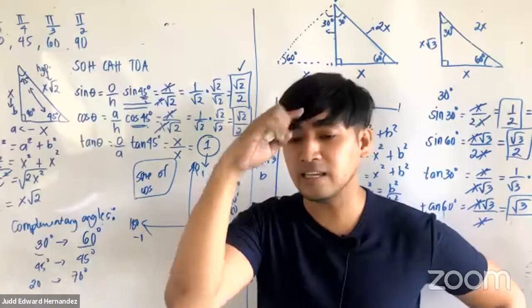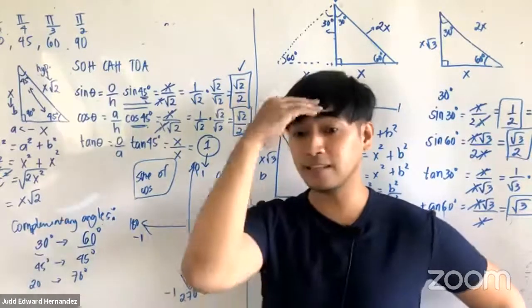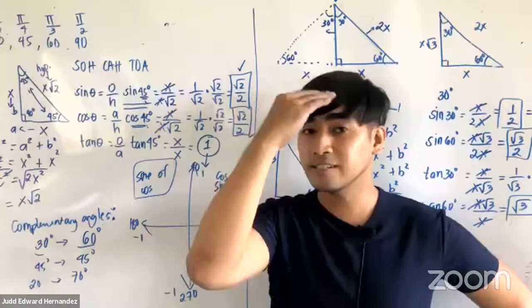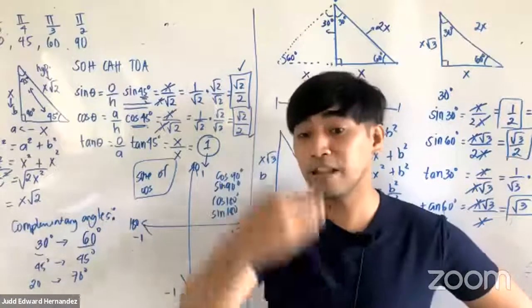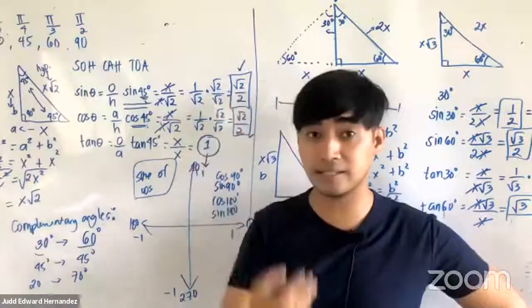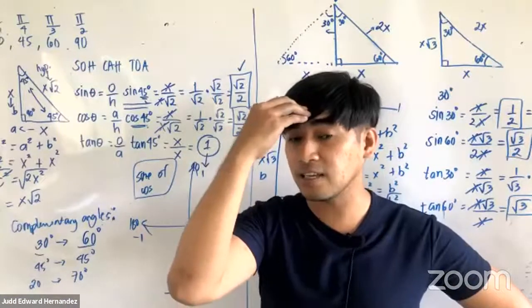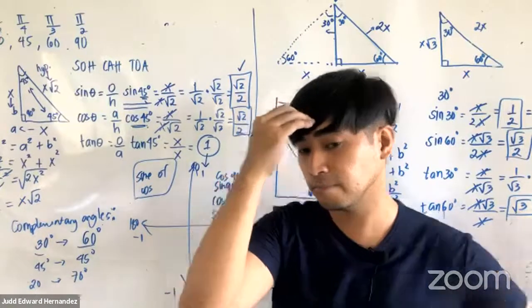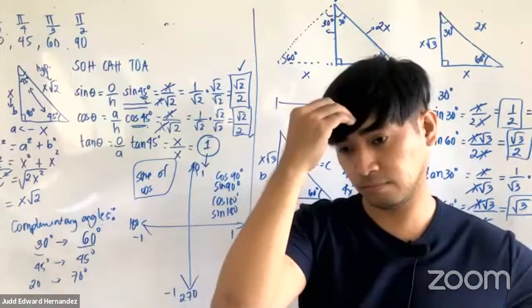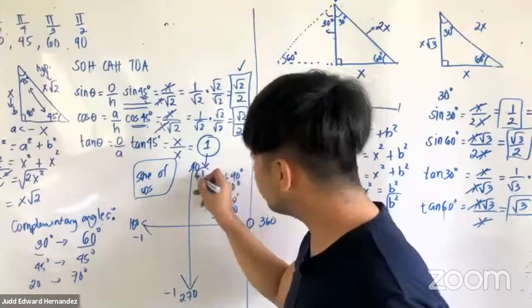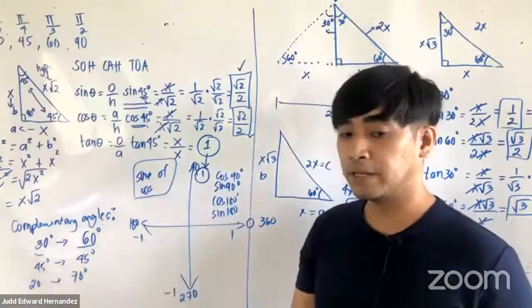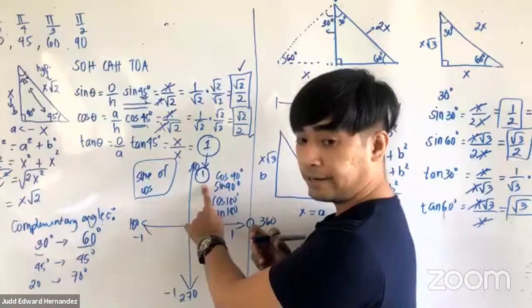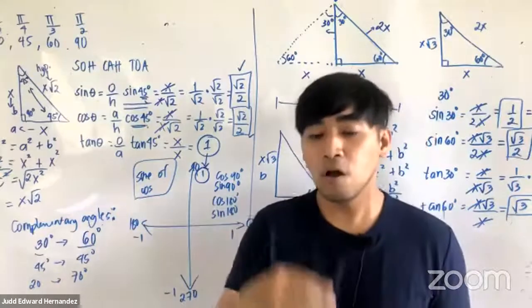Sine 90. Paki-check po. What is sine 90? Dito po tayo nag-start. Therefore, may value po si sine since this is y-axis. What is sine 90? Paki-check po sa calculator. 1. Ayun po si 1, no? Okay. Maliwanag po. Ito po si 1.